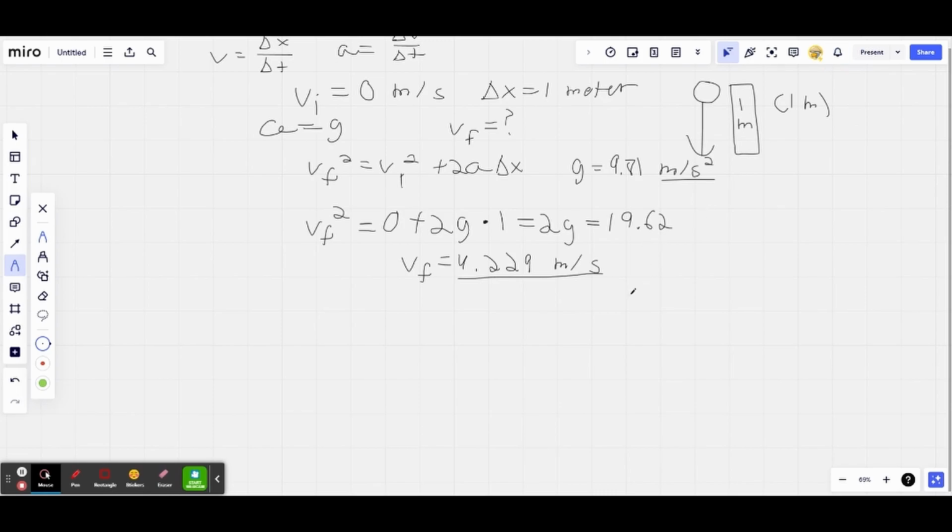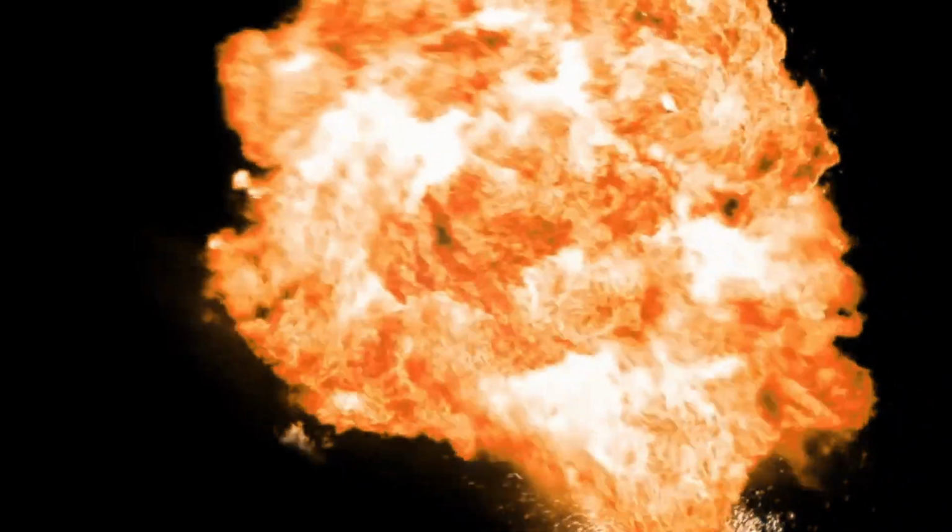In this lesson, we learned how to calculate velocity final under UAM principles, given that we know 3 out of the 5 UAM variables. Thank you.